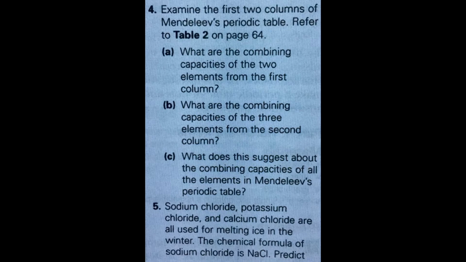And 5, sodium chloride, potassium chloride, and calcium chloride are all used for melting ice in the winter. The chemical formula of sodium chloride is NaCl. I think it's going to say predict the formulas for potassium chloride and calcium chloride. It doesn't appear to finish, it seems to be cut off. So let's assume that the last sentence is predict the formulas for potassium chloride and calcium chloride.